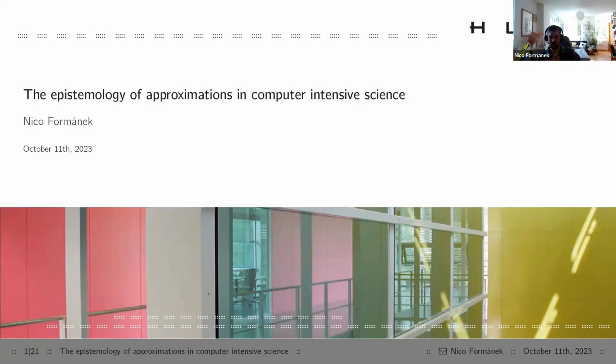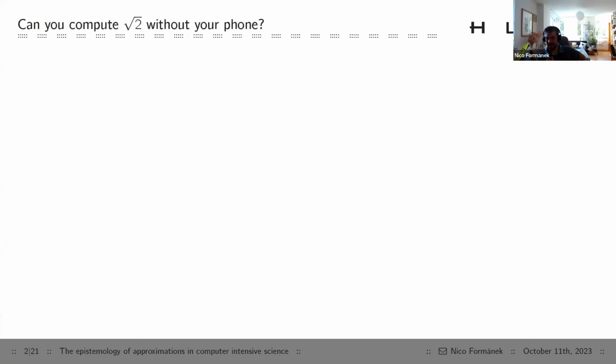Maybe Andrew, you can just do the next slide. So the next slide starts with a question, namely, can you compute, for example, the square root of 2 without using your phone? Do you have any idea how to do that? Maybe because we are not so many people here, if you have an idea how to do that, or maybe you have learned it in school or something, you can just tell me. I'm sure Florian knows how to do it anyhow.